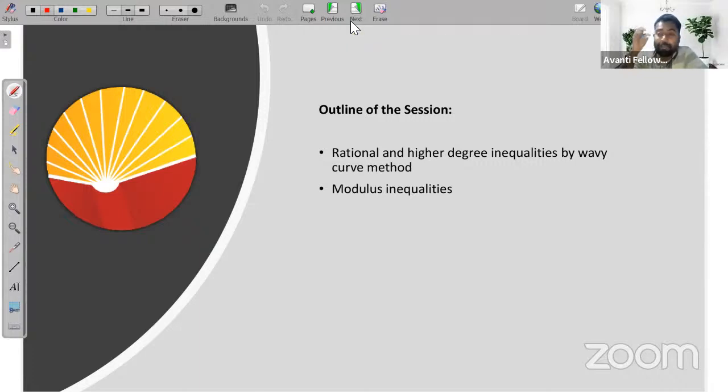Does anyone have any idea about what the Wavy curve method is? How can we use it? Anyone? Okay, don't worry, I will explain everything. Then we'll see modulus inequality, how we can solve modulus inequality. So, solving rational or higher degree inequalities using the Wavy curve method, and the second one is modulus inequality.